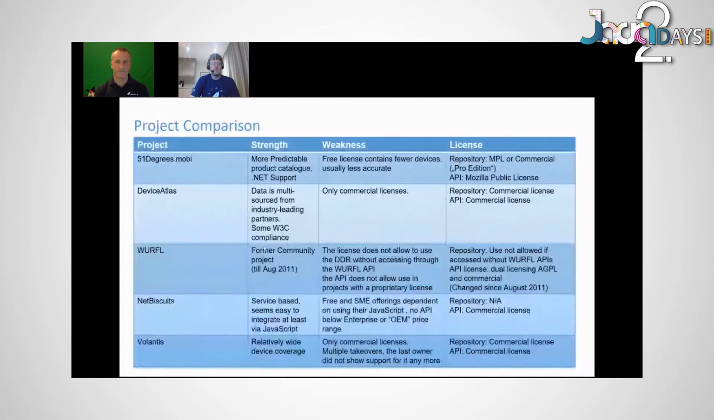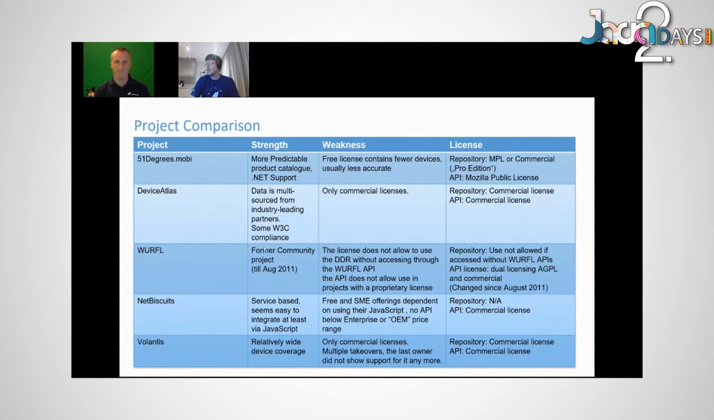So what are the other solutions? These are probably the only remaining ones aside from OpenDDR. The two bottom ones, I believe, are more or less dead or disappeared after several mergers and acquisitions. So I don't think these still exist. If they do, then they're only available under a commercial license in closed source. The same is for Worthful, which after August 2011 is only available through a closed source license.